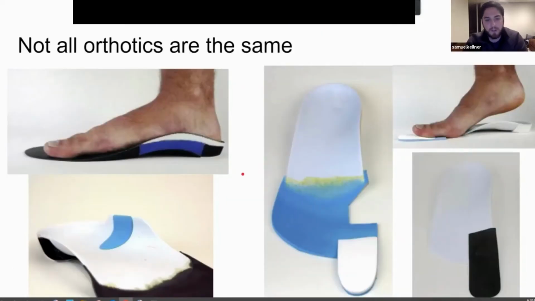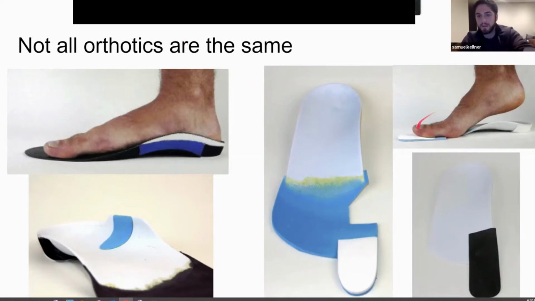And again, just to show different types of modifications, on the left images are two different types of arch reinforcement. Someone maybe with midfoot arthritis needs something that's really just going to make full contact and evenly distribute pressure on the bottom of their foot. And on the right images are two different ways for big toe joint arthritis, how we might manage that.